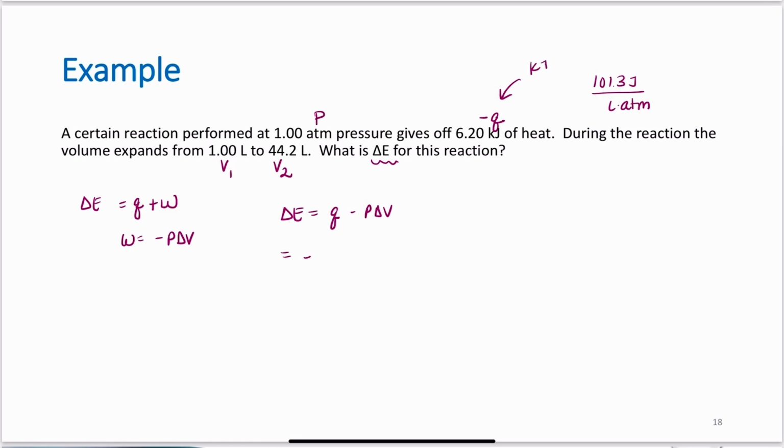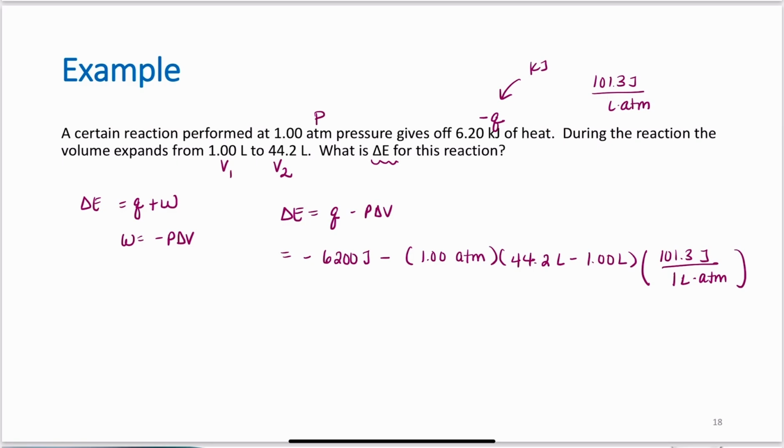This is in kilojoules. I'm going to go ahead and just convert that to joules, so I don't have to mess with it later. Negative 6,200 joules of heat given off, minus P delta V. My pressure is 1 atmosphere. V2, 44.2 liters. V1, 1.00 liters. And my conversion factor, 101.3 joules to 1 liter atmosphere. Delta E gives me negative 10576 joules.